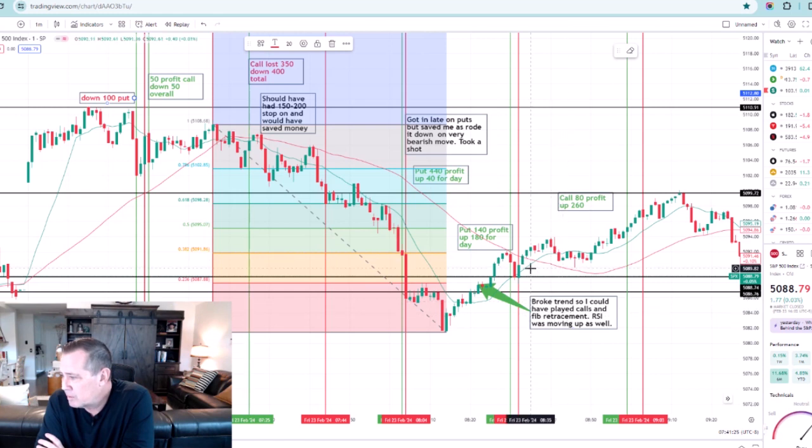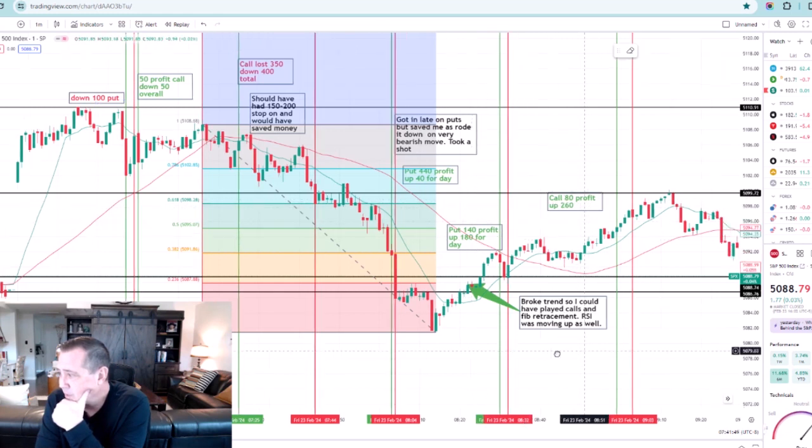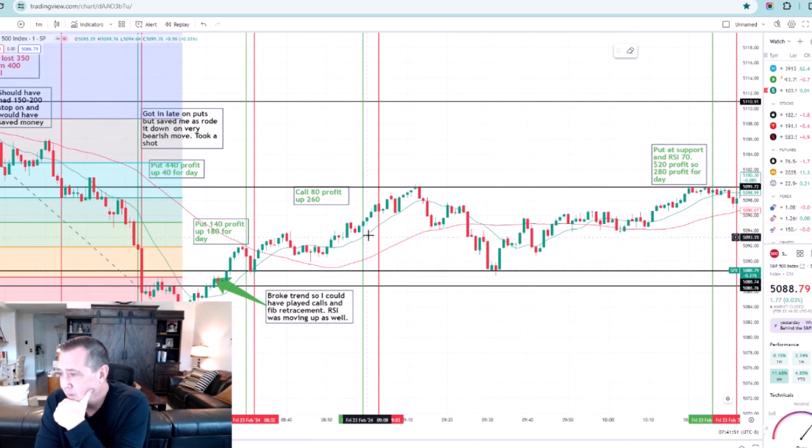So we broke the trend. Here we're breaking, the 13's breaking above the 50. And, you know, so I would like to be in calls at that point. I actually bought a call here at 8:59 and sold at 9:03, $80 profit. So 140 profit here. I was up 180 for the day. Here another 80. I was up 260 for the day. Now I'm kind of following my rules, getting better.